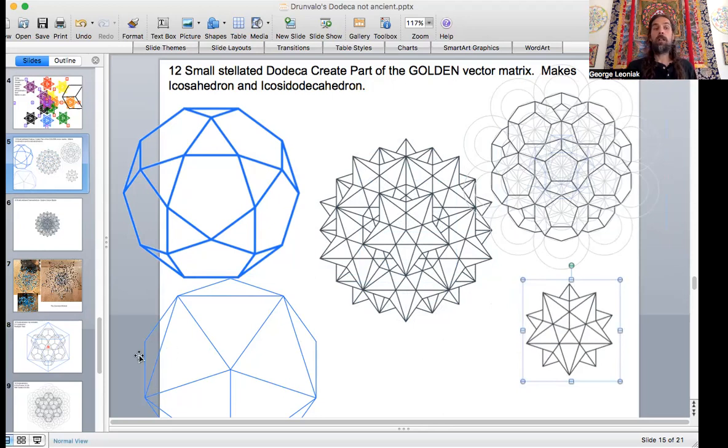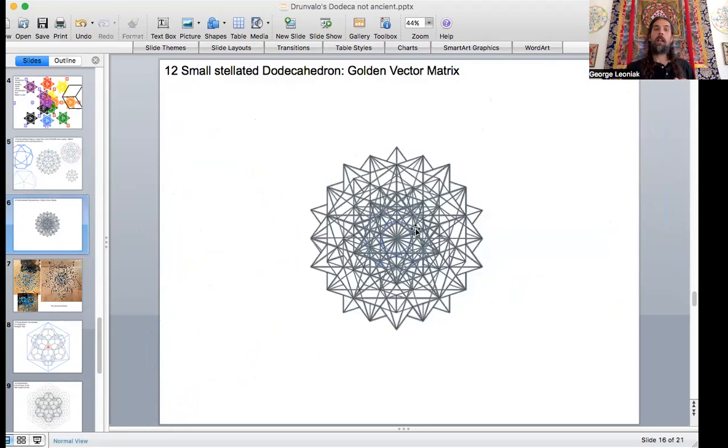Okay, so let's jump up a slide here. And I have my 12 small stellated dodecahedron, and this is part of what I call the golden vector matrix. I have another video on that with this massive dodecahedron. I'll show you at the end. I guess it's right here. That maybe will get you inspired to check that video out. And I have a little larger structure over there, which I can't even get on screen. But this is the foundation of it. So I'm about to take apart the 12 of them here, and I'll show you where they all are.